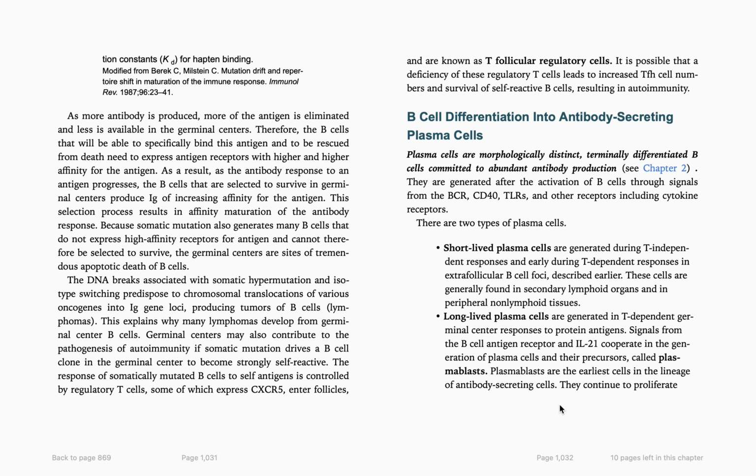Short-lived plasma cells are generated during T-independent responses and early during the T-dependent response in extrafollicular B cell foci described earlier. These cells are found in secondary lymphoid organs and in peripheral non-lymphoid tissues. Long-lived plasma cells are generated in T-dependent germinal centers in response to protein antigens. Signals from the B cell antigen receptor and interleukin-21 cooperate to generate the plasma cells and their precursors called plasmablasts.